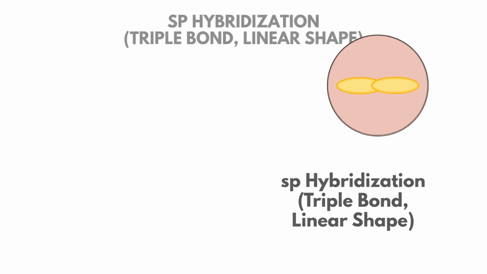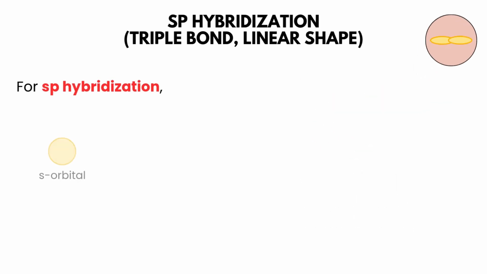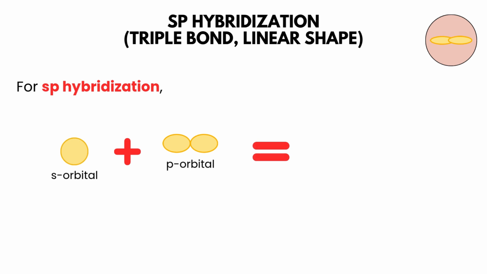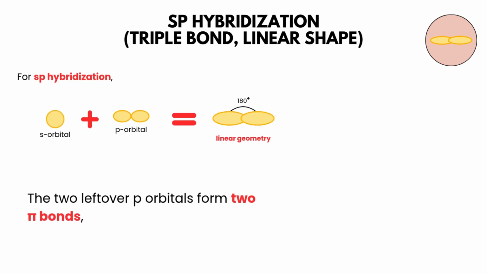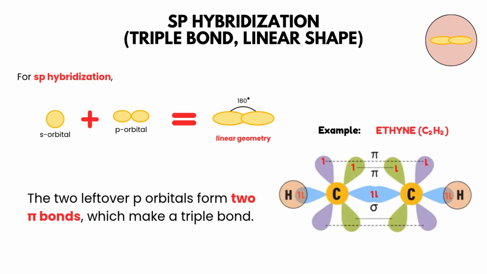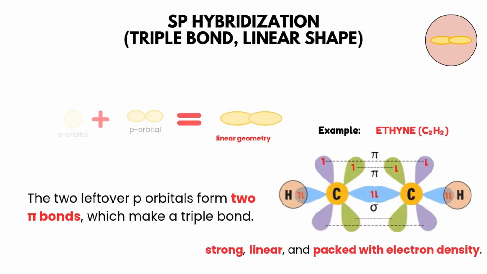sp hybridization, triple bond, linear shape. For sp hybridization, 1 s and 1 p orbital combine, forming 2 sp orbitals aligned 180 degrees apart, a linear geometry. The 2 leftover p orbitals form 2 pi bonds, which make a triple bond. Example: ethyne, C2H2, strong, linear, and packed with electron density.